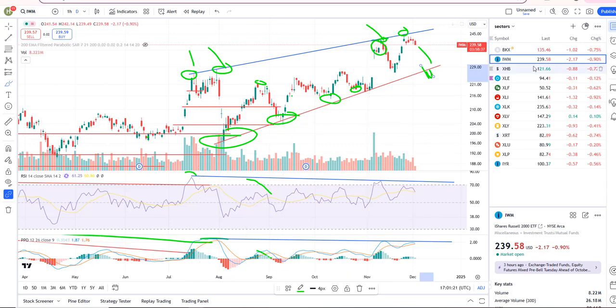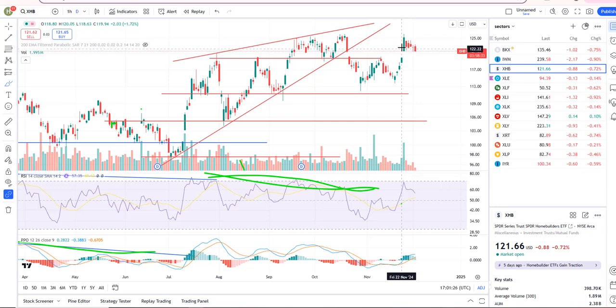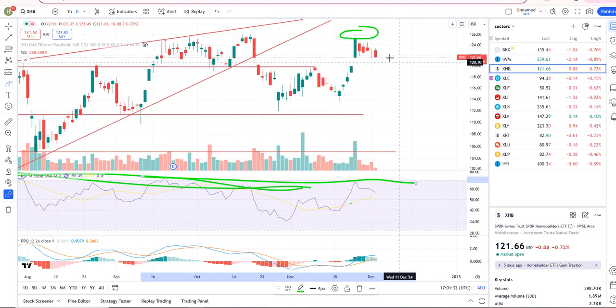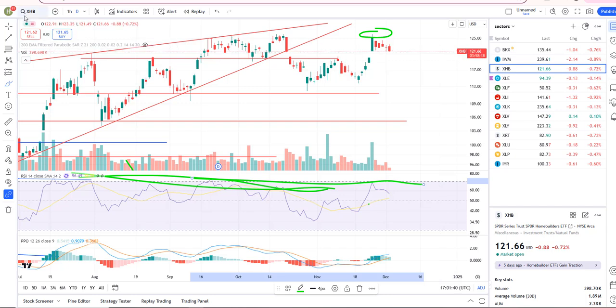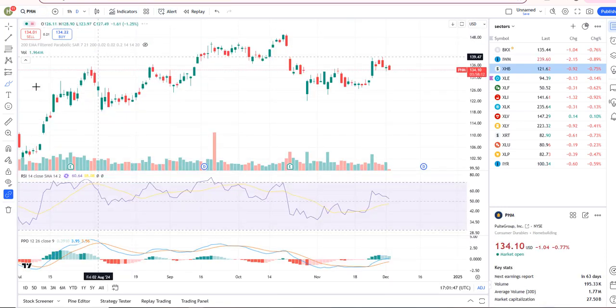XHB, our home builders, popping up, putting in a new divergent high right there, but still divergence, and selling off over the last few days. Could be bull flagging. That's possible. I don't see a whole lot. I never had this trade, but the PHM trade was a trade that we did, and that one hit its measured target.